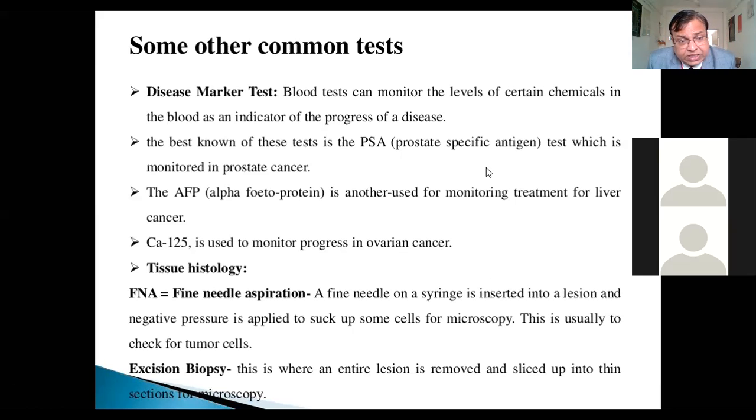Tissue histology test, that is called FNA test. FNA test is fine needle aspiration. A fine needle of the syringe is inserted in the lesion or the tissue. Negative pressure is applied to suck some cells for the microscopy. This is usually checked for tumor cells.